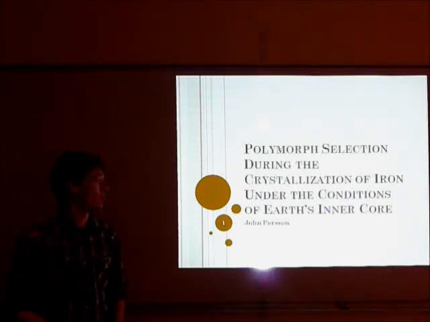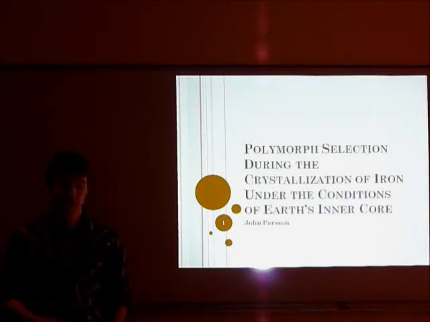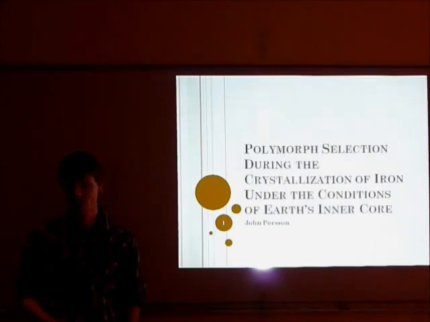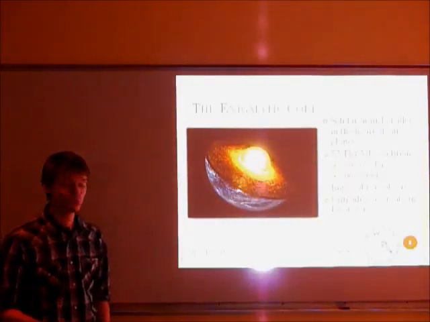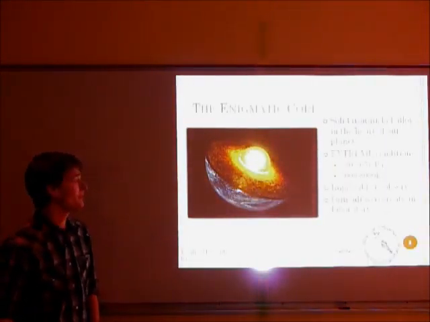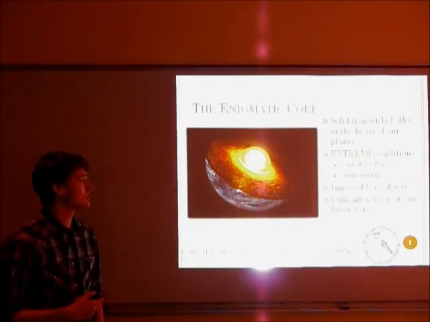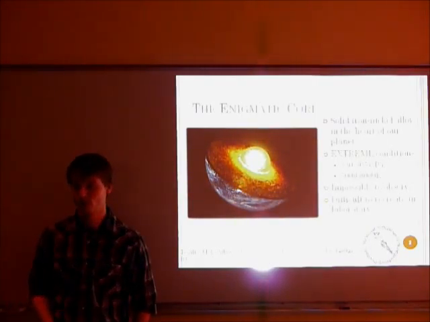Today, I'm going to talk to you guys about polymorph selection during the crystallization of iron under the conditions of Earth's inner core. So what exactly is Earth's inner core? What do we know about it? Well, in short, it's a solid iron-nickel alloy in the heart of our planet.